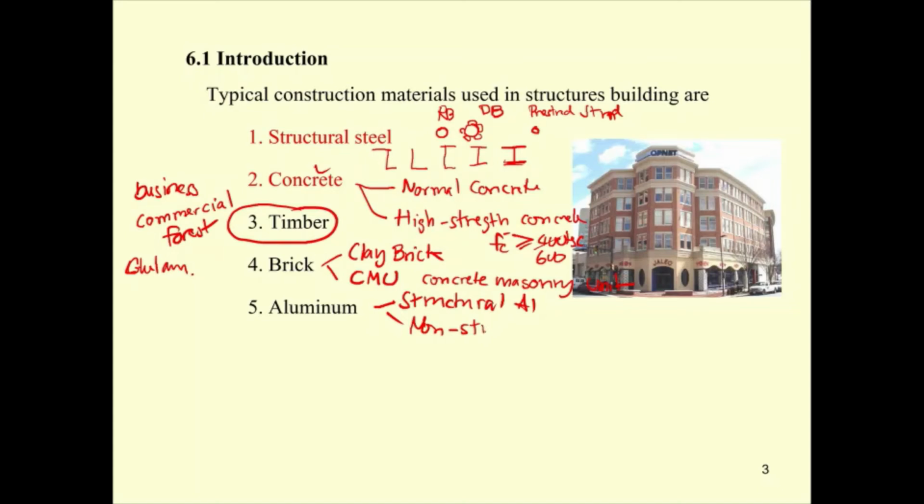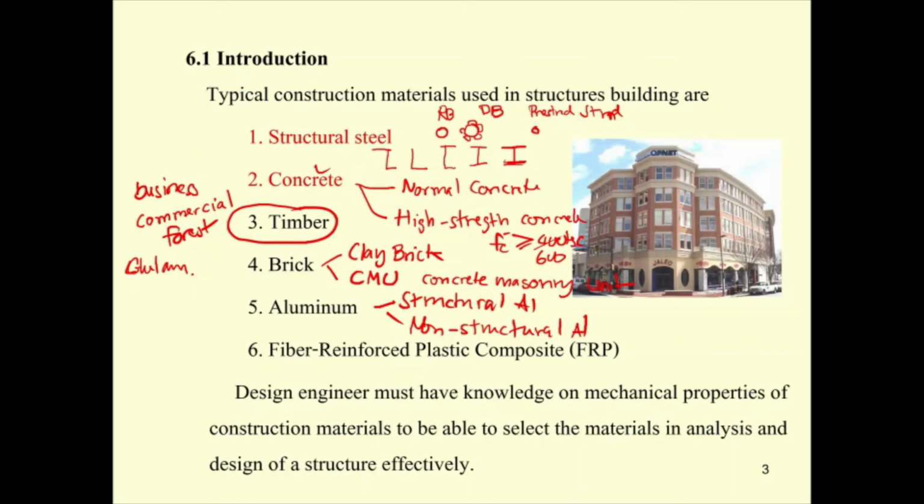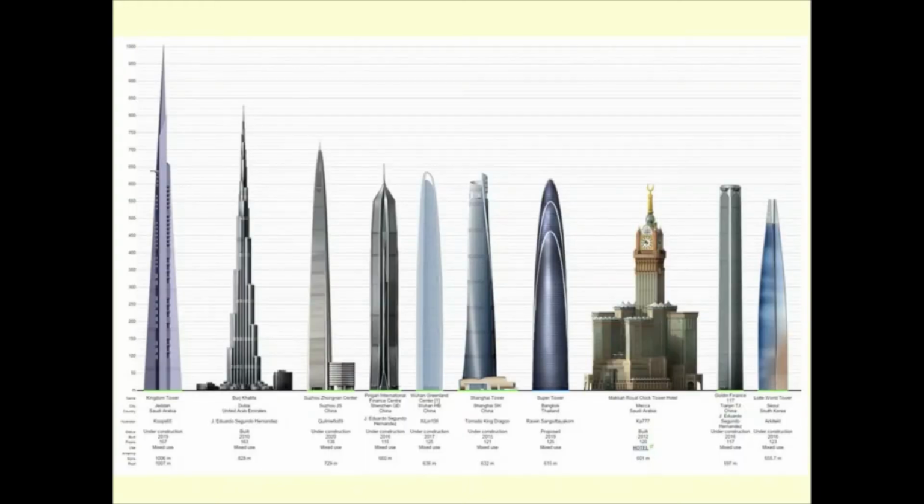That's all the ceiling is built by non-structural aluminum, and then they put like a plate of wood between the aluminum and then produce the ceiling of the roof. And the last one is FRP. So it is your duty to select the material properly in the design and analysis of the structure.